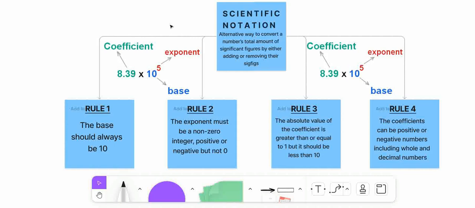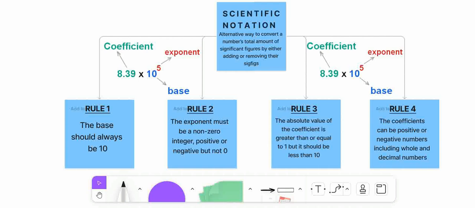Essentially, scientific notation is an alternative way to convert a number's total amount of significant figures by either adding or removing their sigfigs. Now, this really comes in handy when multiplying or dividing numbers, since we can change our product or result to the right amount of sigfigs, allowing us to more easily follow the laws of significant figures. There are 4 rules to scientific notation.